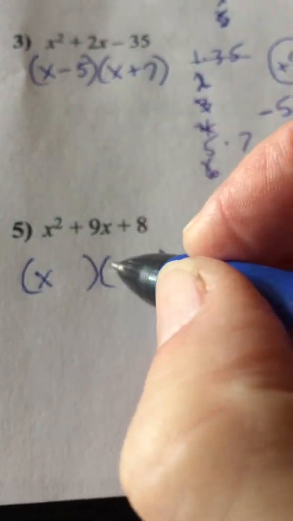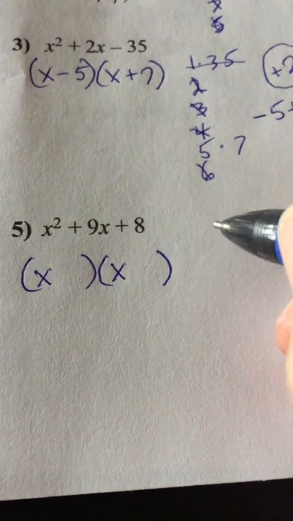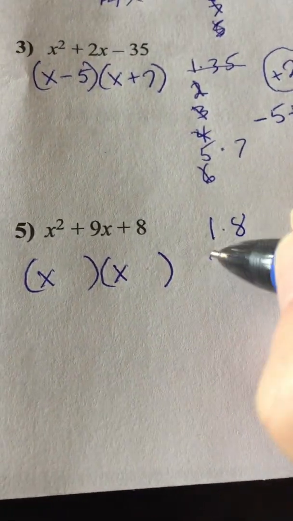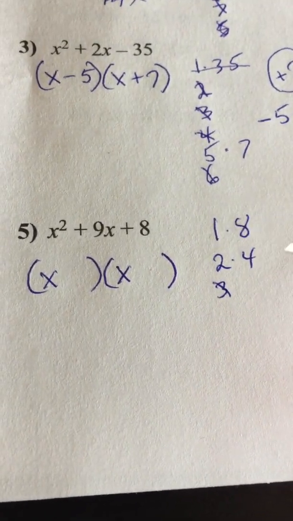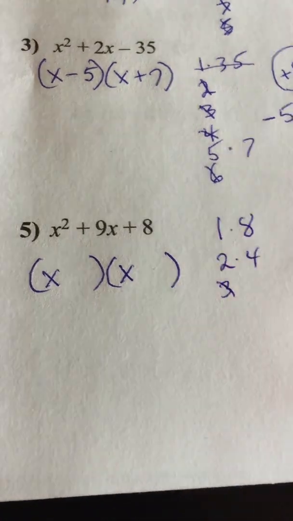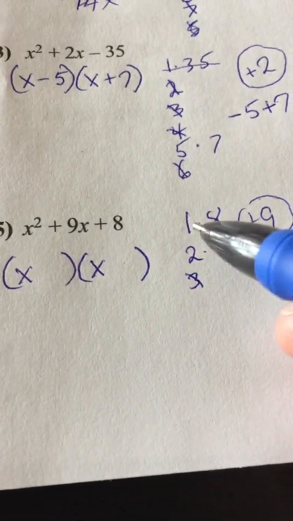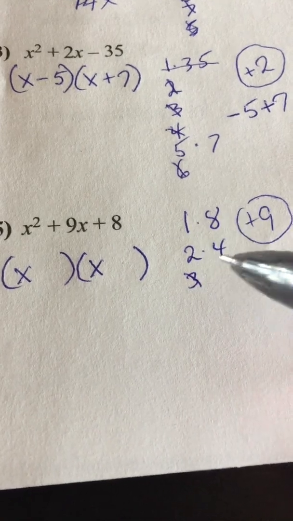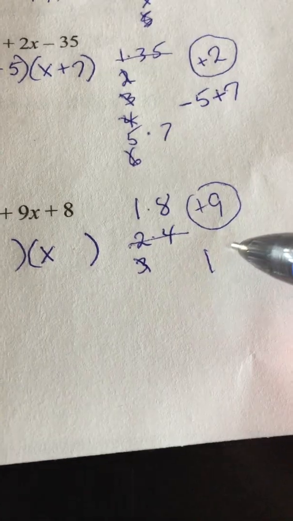What times what will give me x squared? X and an x. These two numbers multiplied together have to equal an 8, so let's make a list. 1 times 8, 2 times 4, 3 won't go evenly, and 4 I've already used, so there's only two possibilities, 1 and 8 and 2 and 4. The middle number is a 9. So if I add these, I get a 9. If I add these, I get a 6, and if I subtract, I get a 2, so this is the one I want, 1 and 8.